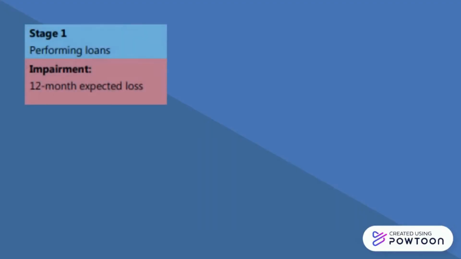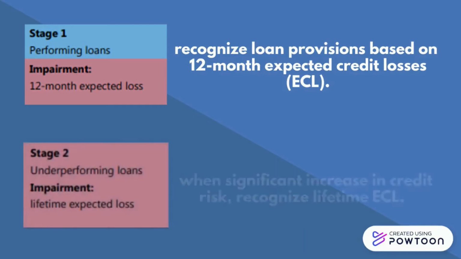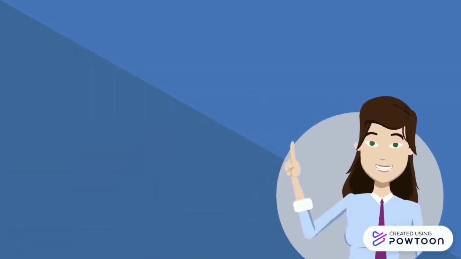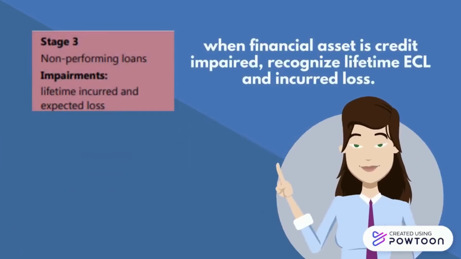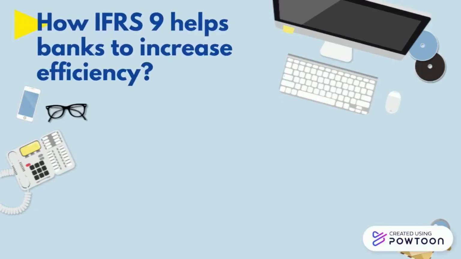As soon as a credit is originated, banks are required to recognize provisions based on 12-month expected losses, which is stage 1. Once the credit risk has increased significantly since initial recognition, it should be moved to stage 2 and banks are required to recognize lifetime ECL. It moves to stage 3 when the financial asset is credit impaired and banks will continue to recognize lifetime ECL and the incurred loss. How is IFRS 9 going to help banks to increase efficiency in order to reduce NPL?